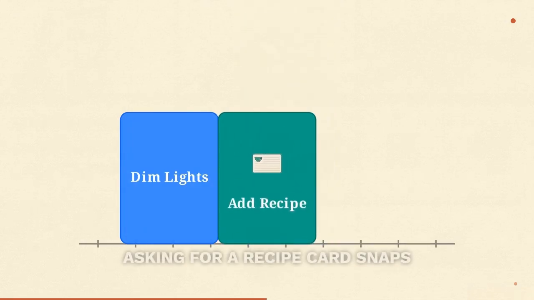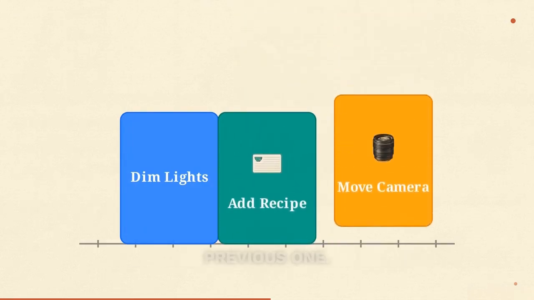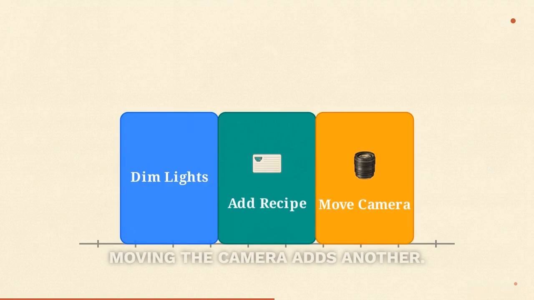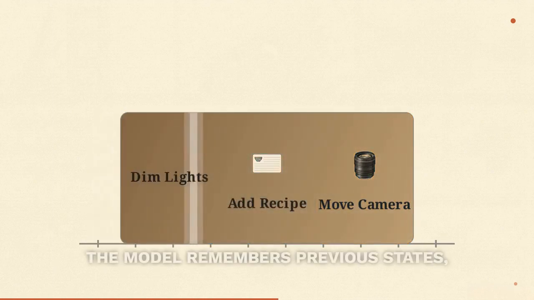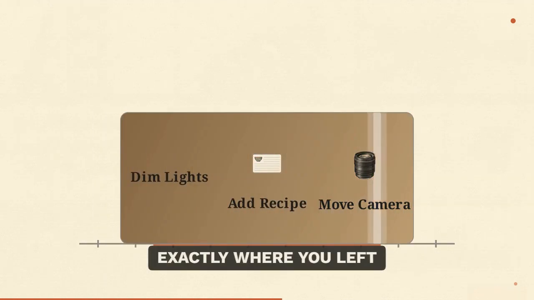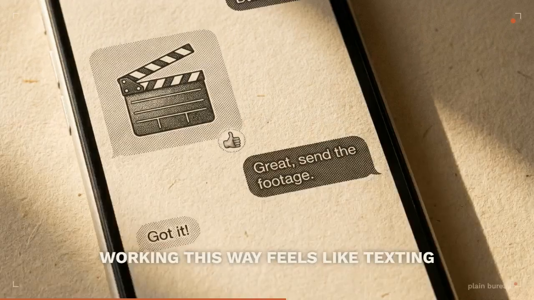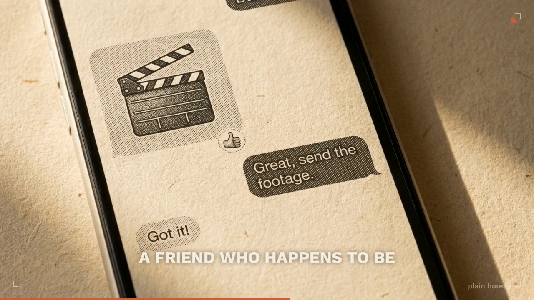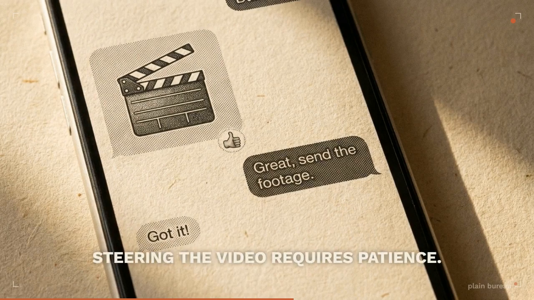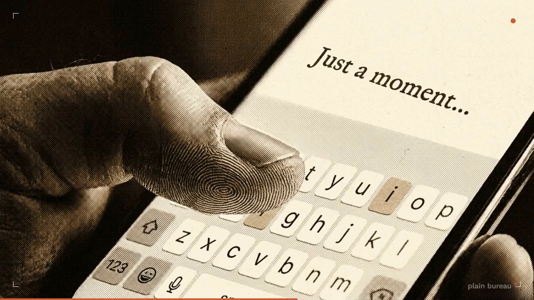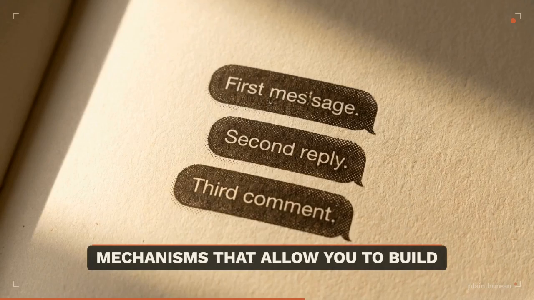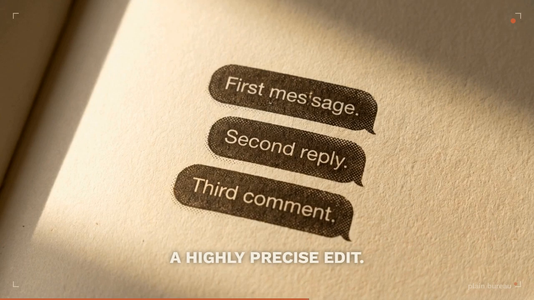Asking for a recipe card snaps a new instruction block onto the previous one. Moving the camera adds another. The model remembers previous states, keeping your lighting and props exactly where you left them. Working this way feels like texting a friend who happens to be a professional video editor. Steering the video requires patience. Small, clear, sequential turns are the mechanisms that allow you to build a highly precise edit.